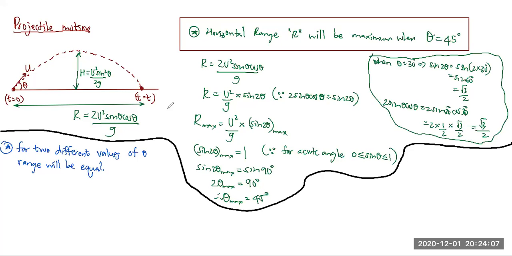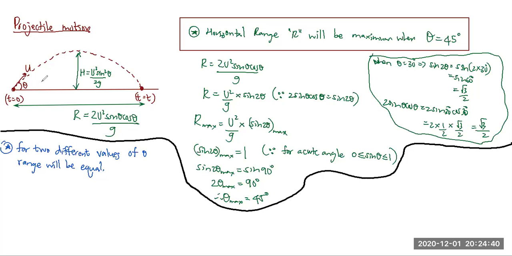Now, you might be under the impression that when you change theta, range will also change. Obviously, now we are not changing u, keeping u same. We are changing theta and analyzing what will happen to R. So theta can be changed from 0 to 90. So acute angles, 0, 10, 30, 45, 60, 85, like that. All right. But as theta increases, the value of R will not keep increasing.